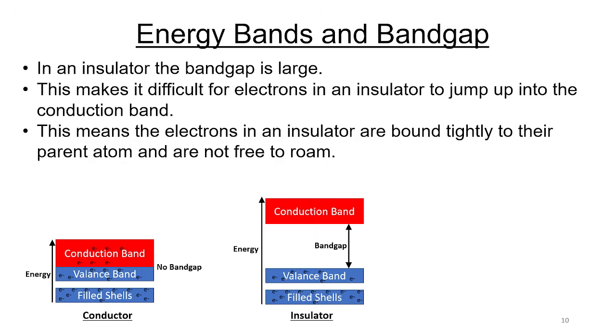Now in an insulator, the band gap is large. This makes it difficult for electrons in an insulator to jump up into the conduction band. This means the electrons in an insulator are bound tightly to their parent atom, and they're not free to roam at all. And here we have a diagram to show what an insulator would look like. Once again, we have all those filled orbital shells down below here. Then we have the valence band. And then between the valence band and the conduction band is a very large energy gap here. And this, again, is called the band gap.